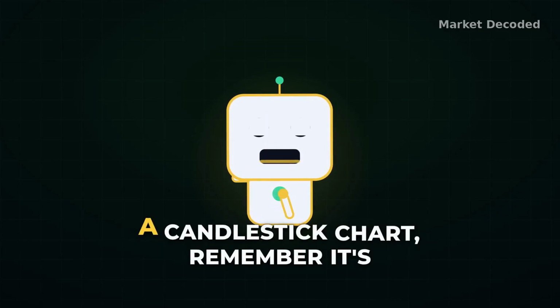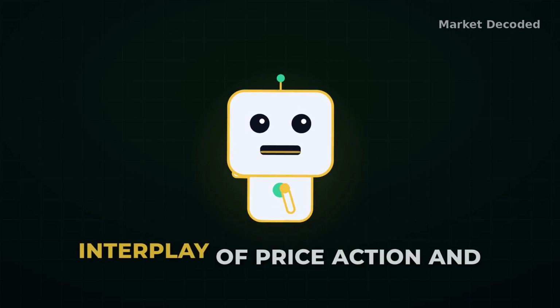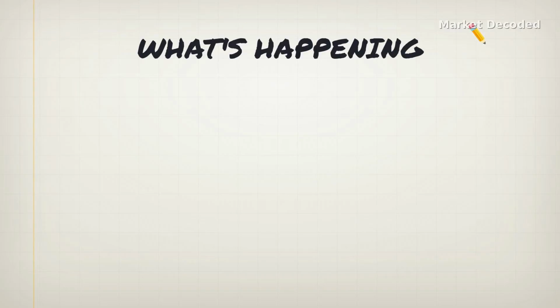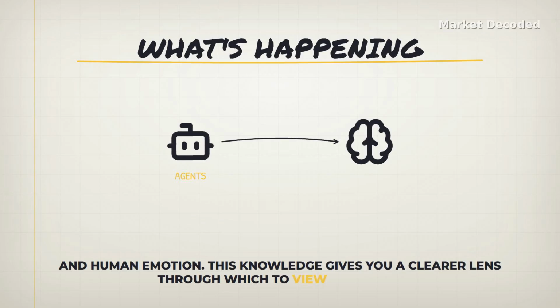So, when you look at a candlestick chart, remember it's not just about the colors and shapes. It's a dynamic interplay of price action and human emotion. This knowledge gives you a clearer lens through which to view market trends, empowering you to make informed observations rather than simply reacting to price changes.